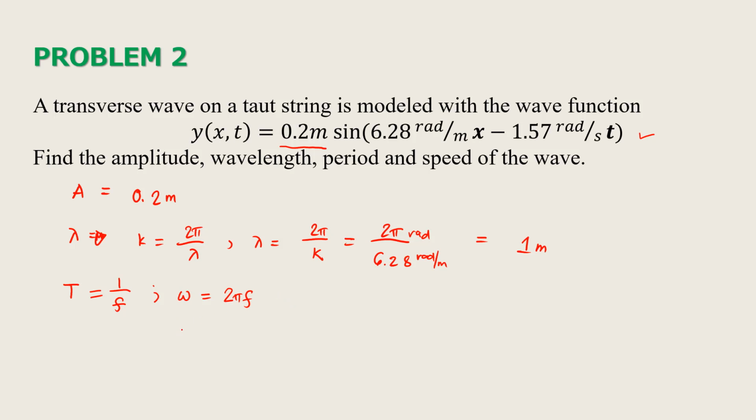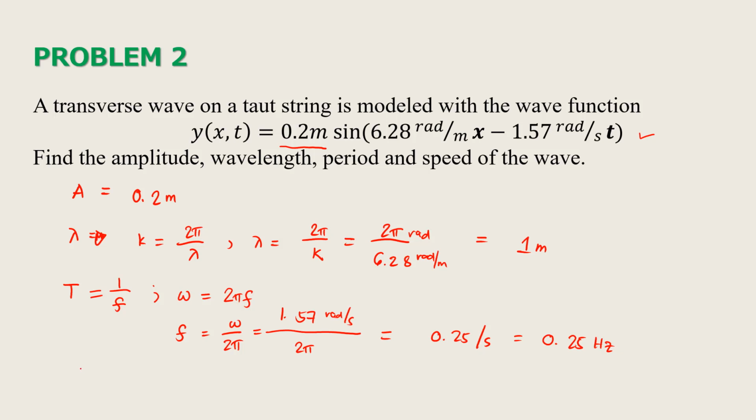Or we have f is equal to omega over 2 pi. Now, the value of our omega is this one, 1.57 radians per second. So we have omega, which is 1.57 radians per second divided by 2 pi. So the frequency is equal to 0.25 per second, or this is equivalent to 0.25 hertz.